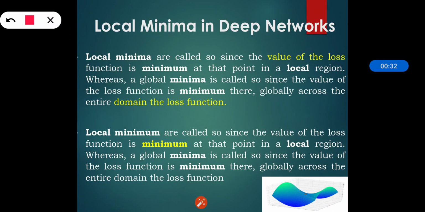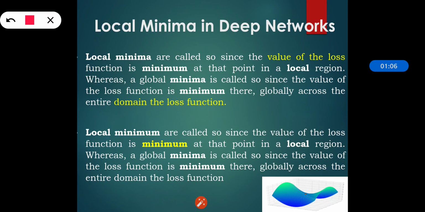So the global minima is called global because the value of the loss function is minimum globally, over the entire domain of the loss function. Local minima and global minima are both important parts of neural network training. When we are talking about local and global, we should first know what a neural network is. That is nothing but a collection of various neurons with a number of layers.